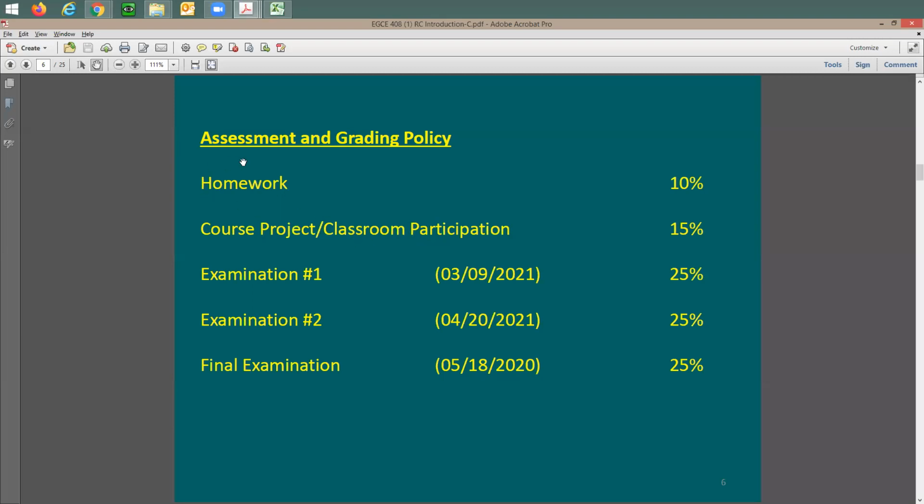So we're going to have at the beginning a few homeworks, and then after that, we're going to be transferring all of our homework and our business into the course project, if this makes sense to you guys. First midterm, each midterm is going to be 25%, and your final also is going to be 25%.